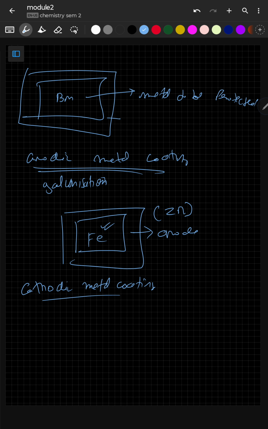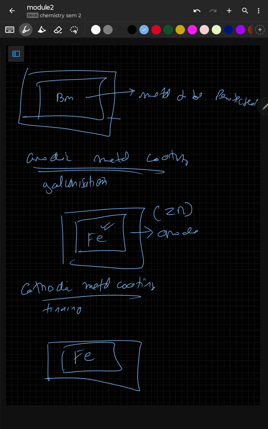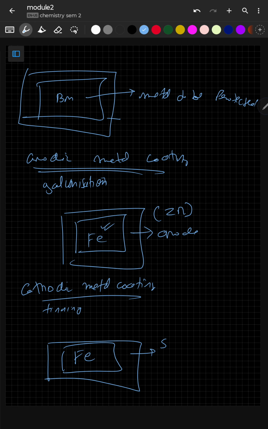Here the example is tinning. Here also the base metal is iron, but here we are coating the metal with tin, which is a cathode. Now one more thing, I'll come to it later. This is a cathode. Now the base metal is coated with a less reactive metal compared to the base metal itself. Tin is less reactive than the base metal.